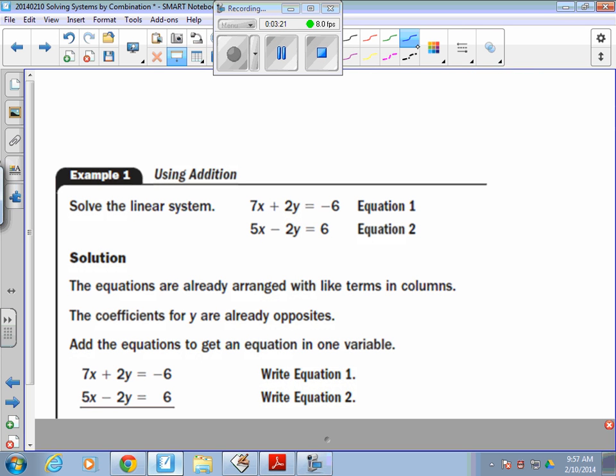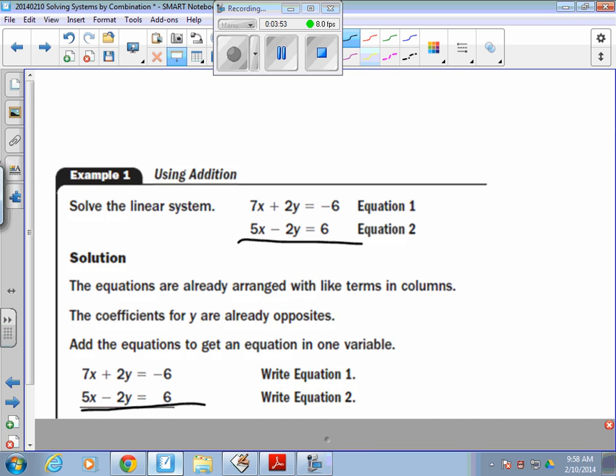Here's example number 1. It says solve the linear system: 7x plus 2y equals -6, 5x minus 2y equals +6. Again, check and make sure they're in columns. You can clearly see that x is on top of x and y is on top of y, and your constant terms are on top of your constant terms. That's clear. That has to be the case. You have to move terms if that's not the case. Once that happens, draw yourself a line underneath them. You can see that that's what they have there.